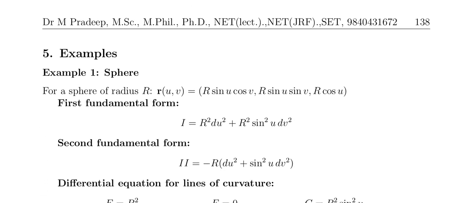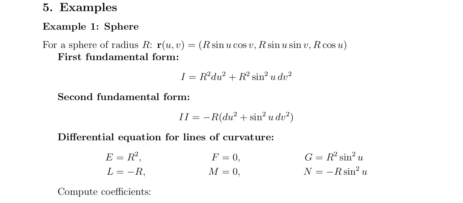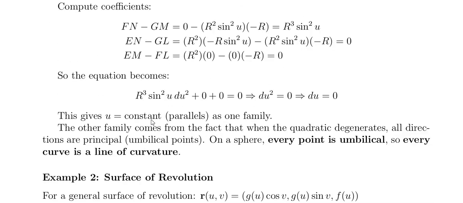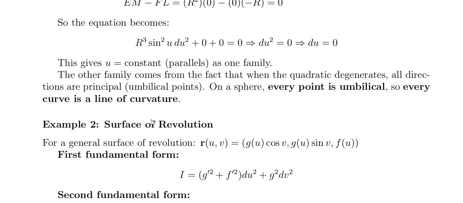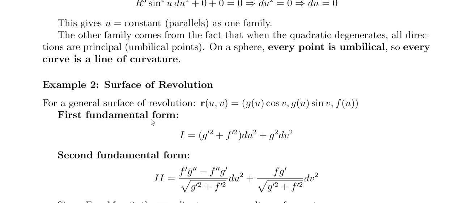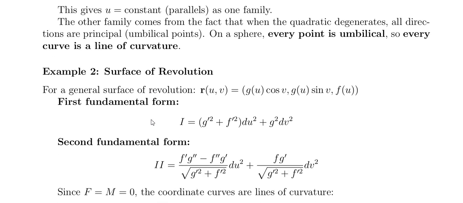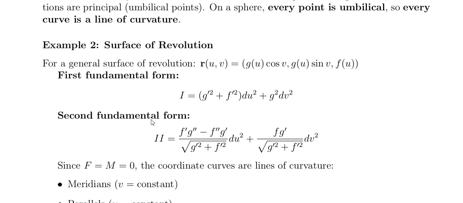An example is given for this: how to express the first fundamental form, the second fundamental form, and how to get the differential equation. Just very simple. So u equal to constant, du equal to 0, u equal to constant is one family. In the same way, every curve is a line of curvature. Every curve is a line of curvature.